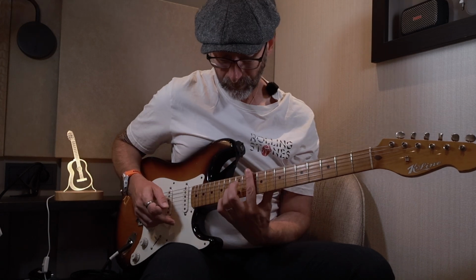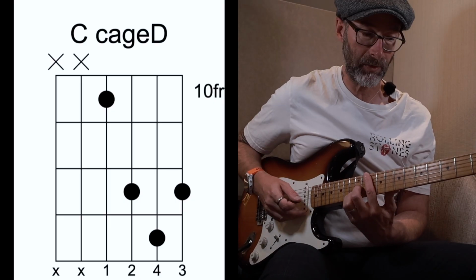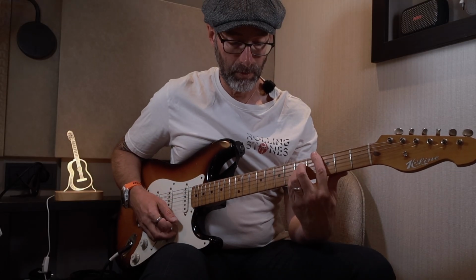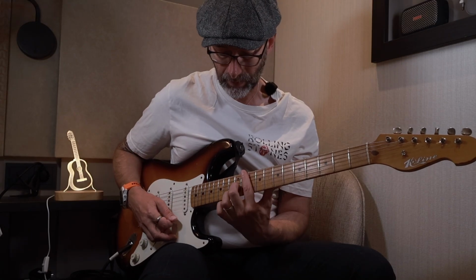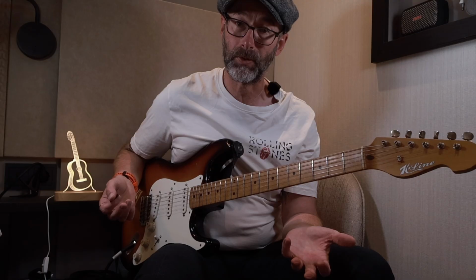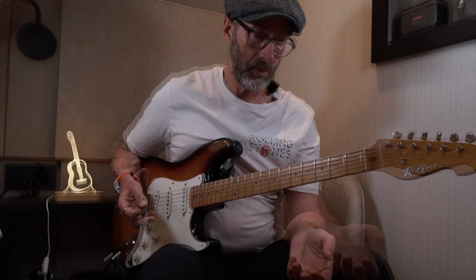And then we move to the D type of chord shape. So that spells out CAGED. C, A, G, E, D. So all of those are a C chord, but the different forms of the 5 chord types.